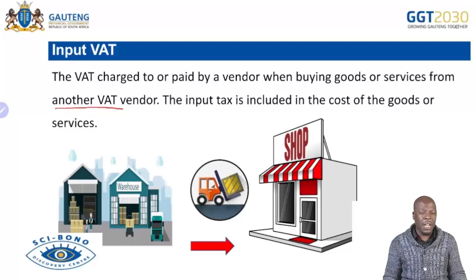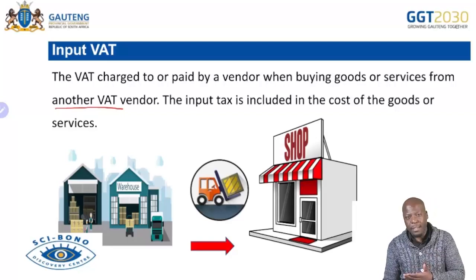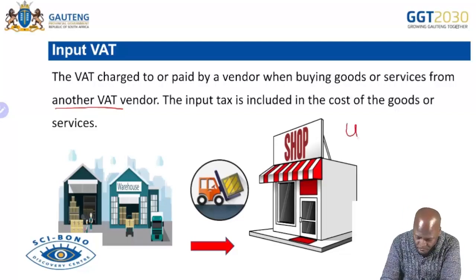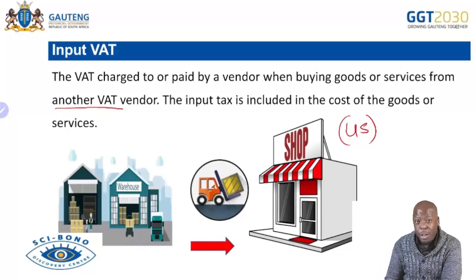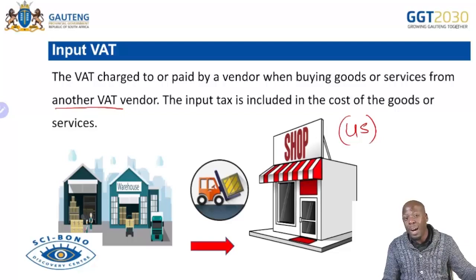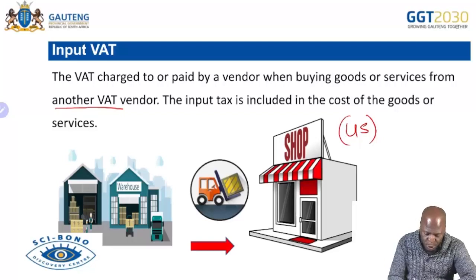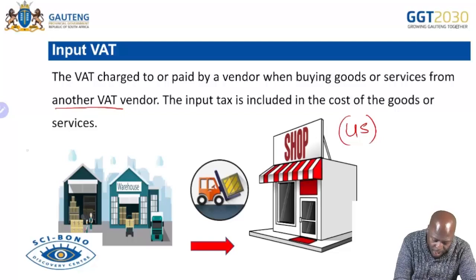Now, at times it becomes tricky for us as learners to understand. How do I differentiate between my input VAT as well as my output VAT? I'm going to try and explain it. Please follow me carefully. So, here is us. We are the shop. For us to be able to sell goods to our customers, we need to have the goods in the first place. And those goods come from our suppliers, our registered VAT vendors as well. So this is us, the shop, the retailer, but here is our supplier.